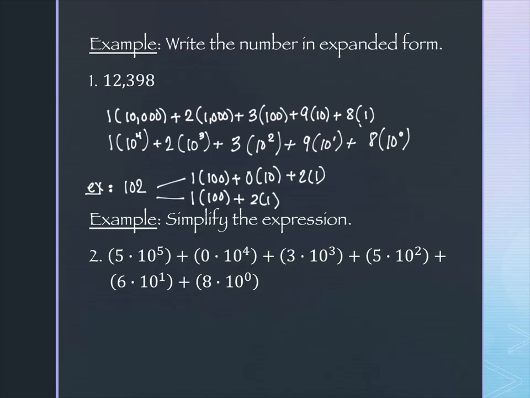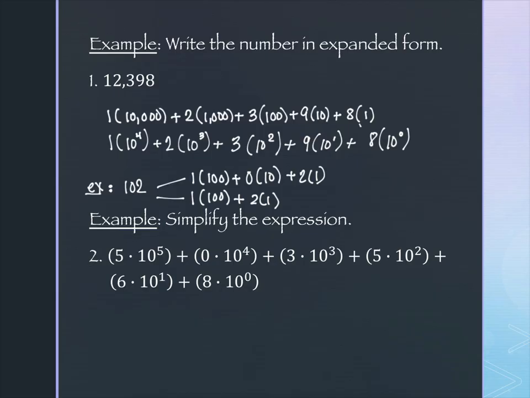Good? Okay, we're going to go in reverse order. Right here is our expanded form, and we're going to write it back in our standard form for our number. So we have 5 times 10 to the 5th, 0 times 10 to the 4th, 3 times 10 cubed, 5 times 10 squared, 6 times 10 to the 1st, and 8 times 10 to the 0.